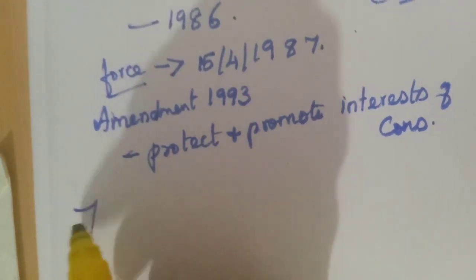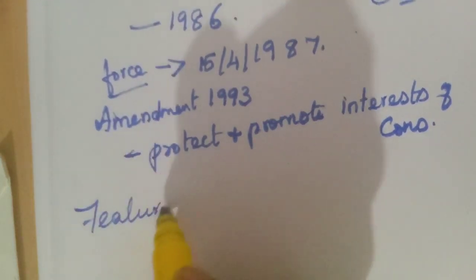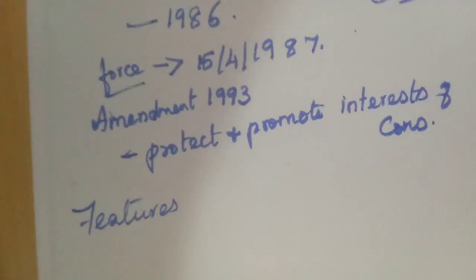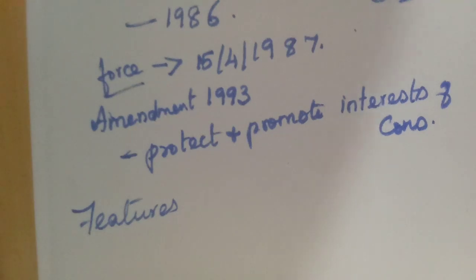Now, students, we will learn the features of the Indian Consumer Protection Act. I will explain these features. It is a four-mark or five-mark question, a long answer, a fifth question answer, not a seventh question answer. I will explain what the features of this Consumer Protection Act are.